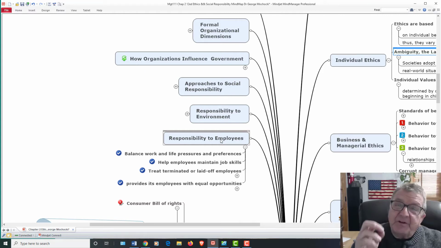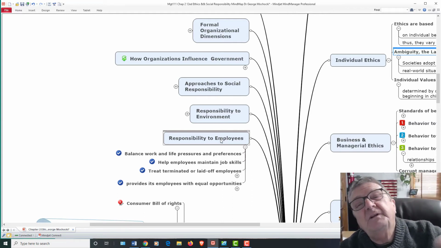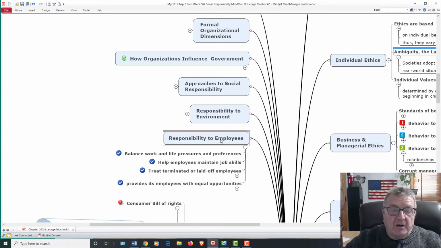Legally, I could do it. Is it ethical? Or am I really taking advantage of the situation? All right. The next one we have is responsibilities of employees.